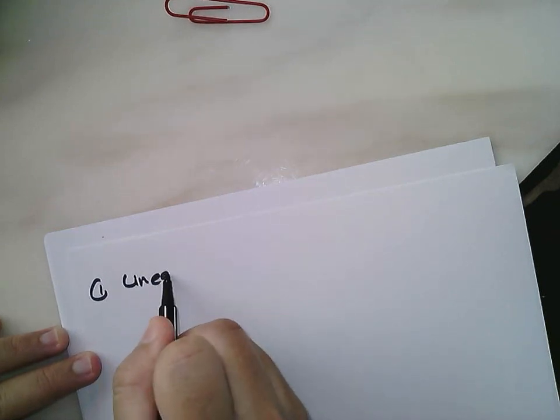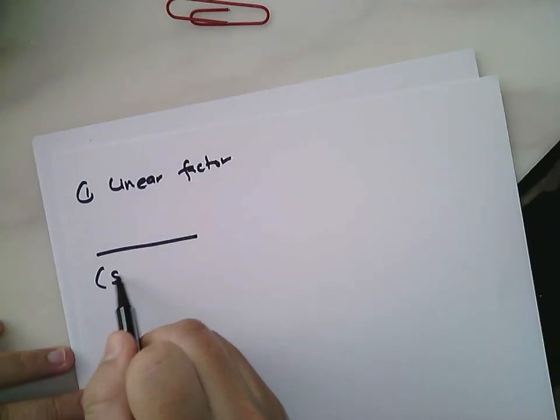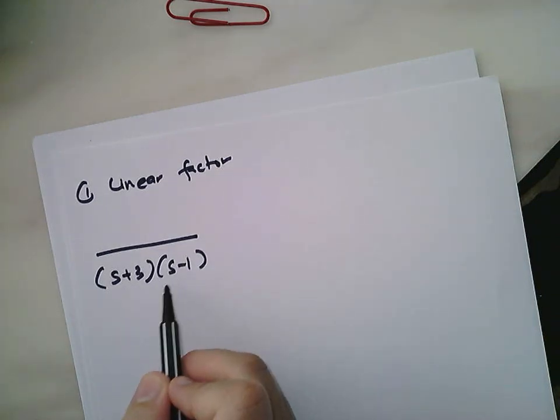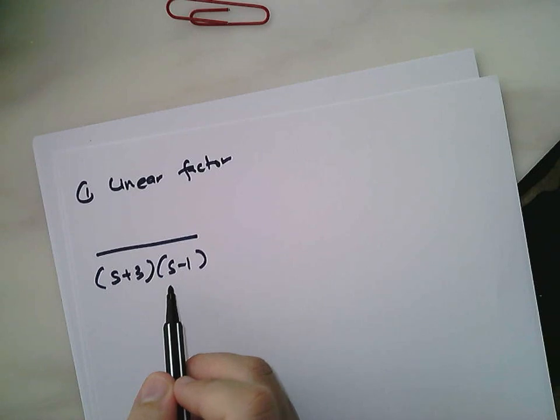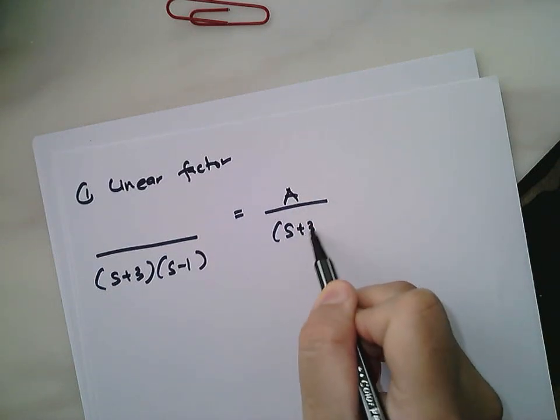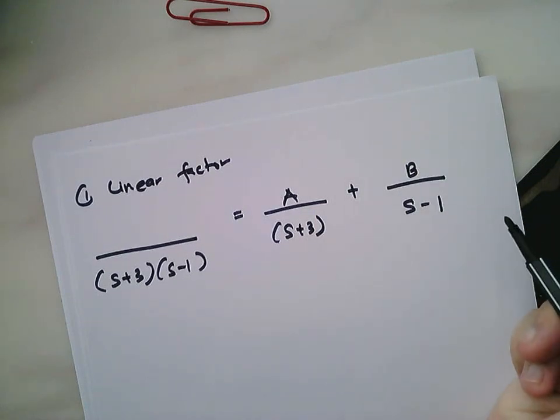The first one is linear factor. Let's say you have for the denominator part (s + 3)(s - 1). This is a linear factor. You have two different functions, so the partial fraction will be A over (s + 3) plus B over (s - 1).